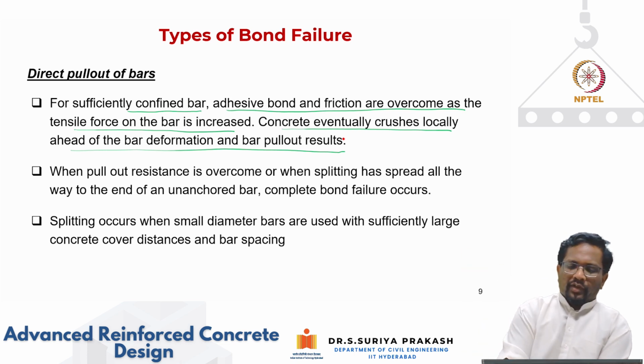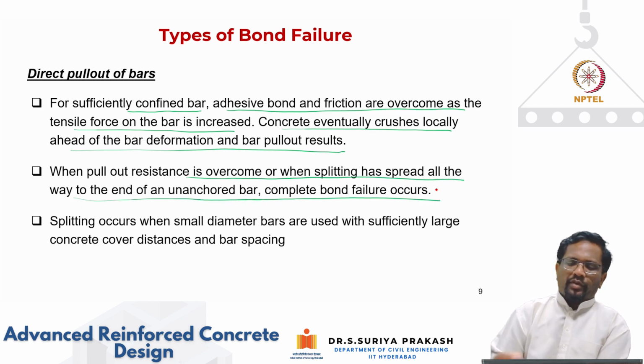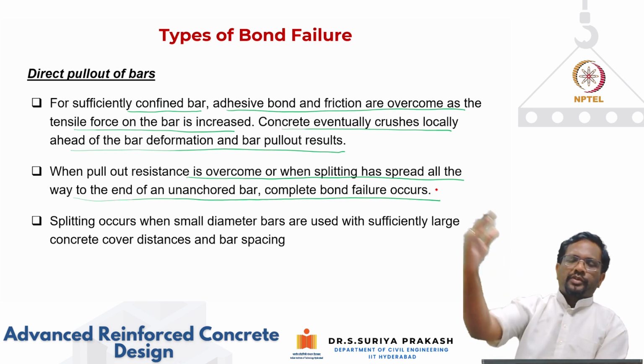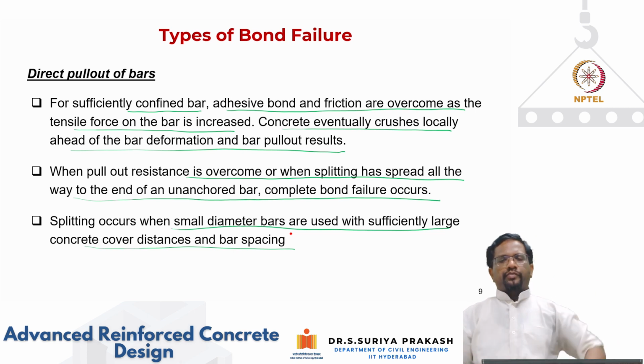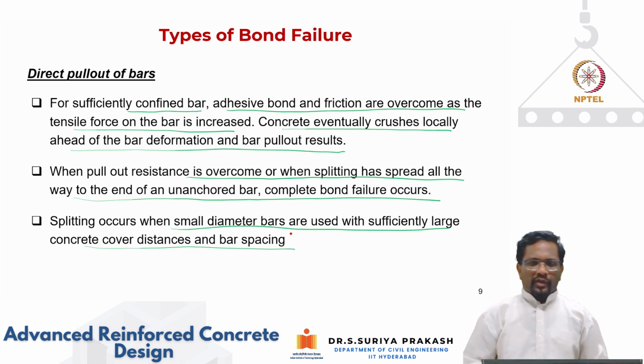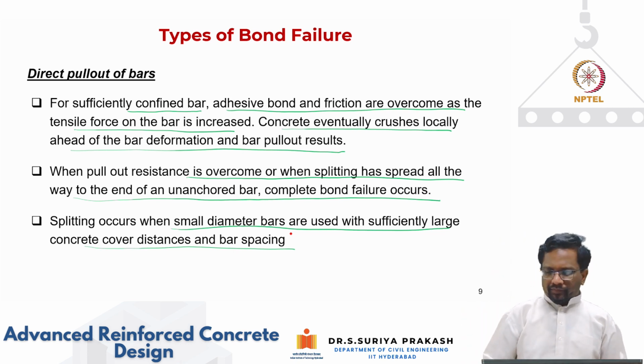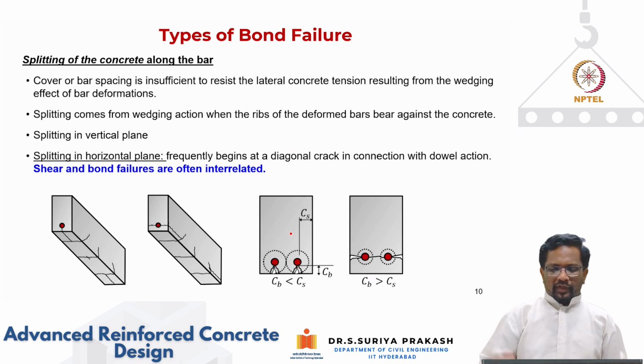When the pull-out resistance is overcome, or when the splitting spreads all the way to the end of the unanchored bar, the complete bond failure occurs. It happens in a progressive way. And splitting also occurs when small diameters are used with sufficiently large cover distance and bar spacing. So then, because of local crushing, you will have a splitting failure that is coming. And then finally you will have.